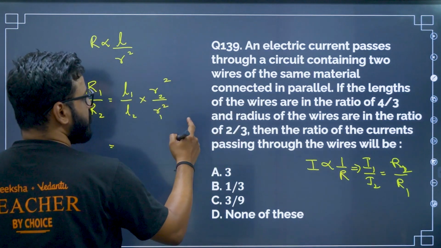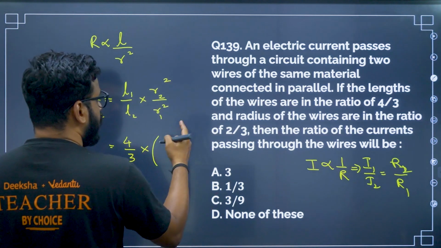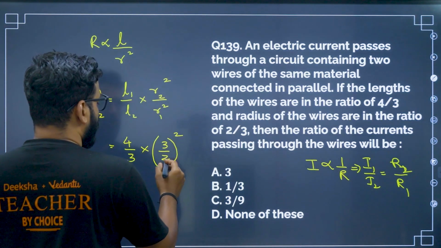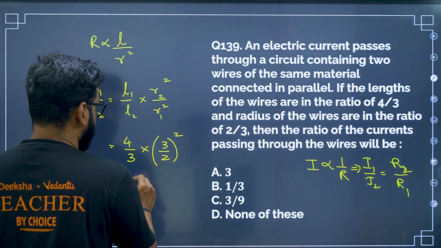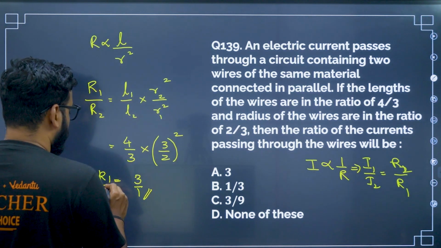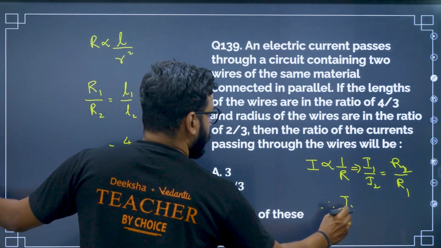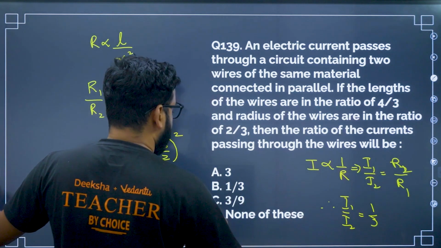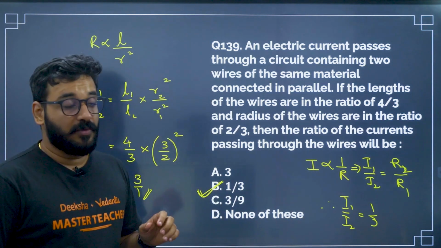L1 by L2 is nothing but 4/3. The length ratio is 4/3 into the ratio of the radius square. So 2 square and 4 will get cancelled, and 3 and 3 square will get cancelled. So the final answer is 3:1. R1 by R2 is 3:1. Therefore, I1 by I2 is equal to R2 by R1, the reciprocal, 1:3. So the correct answer is option B, 1:3.